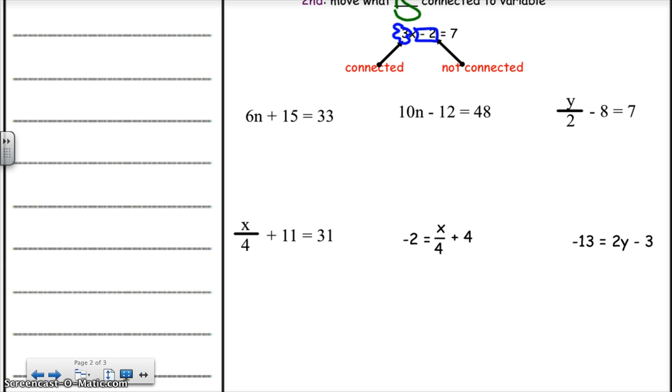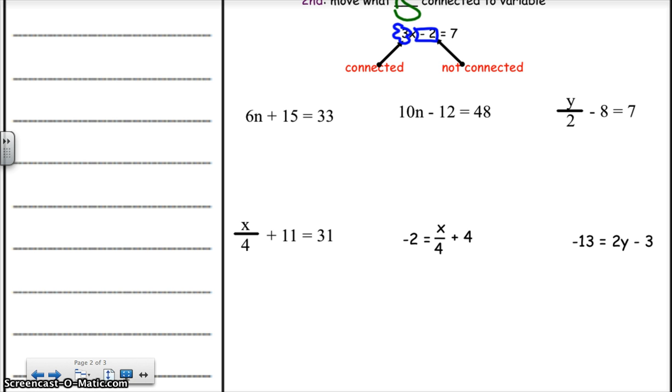In algebra, you need to know three things. You need to know what solve means. Solve means get the variable by itself. You need to know inverse. Inverse means doing the opposite operation. And you need to know balance. What you do to one side of an algebraic equation, you do to the other.